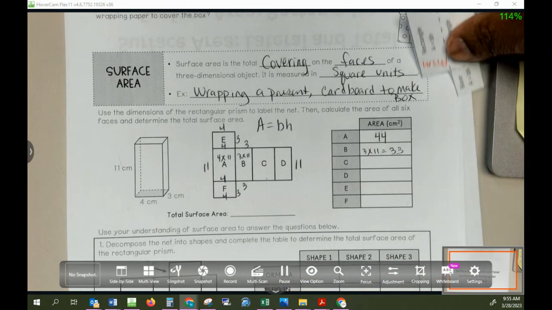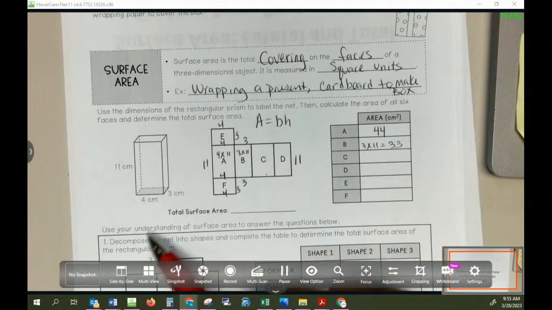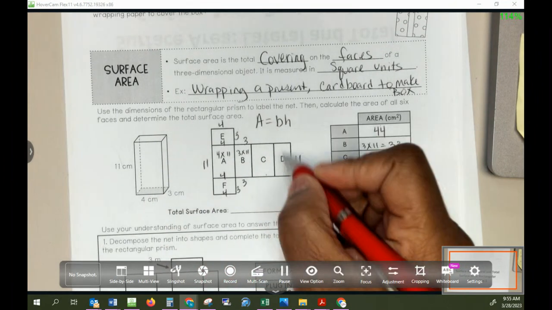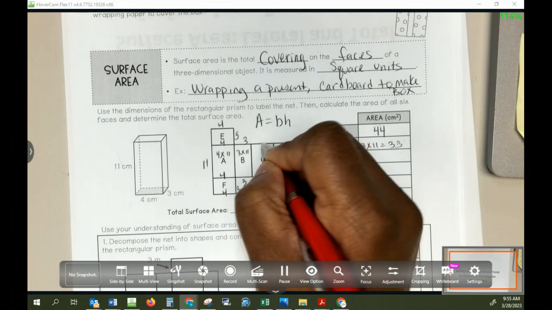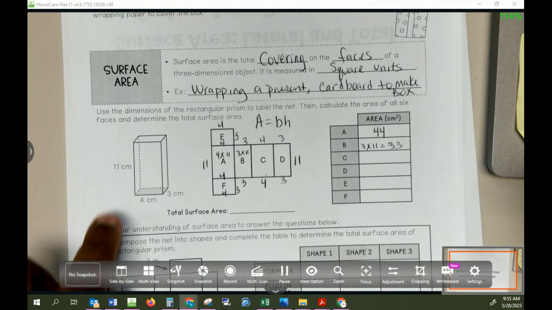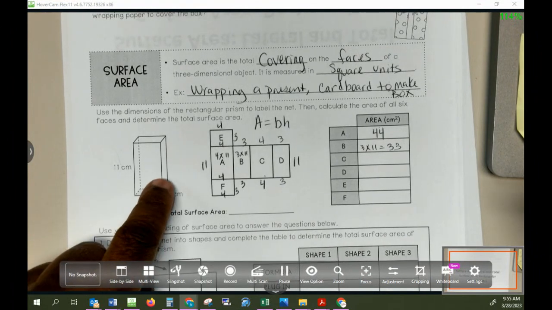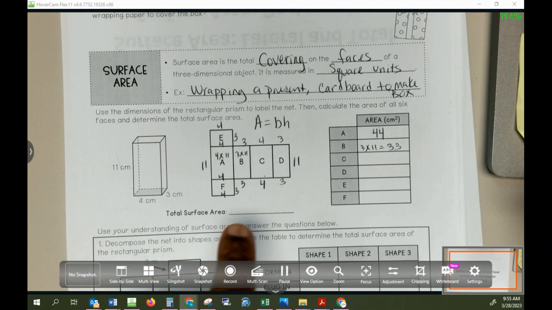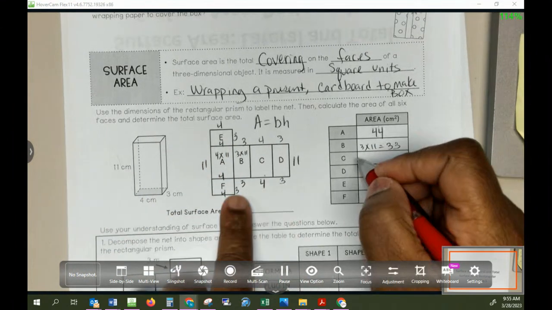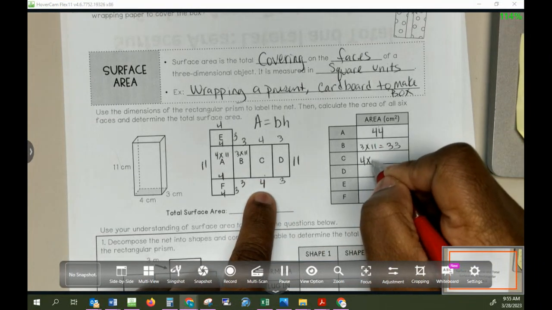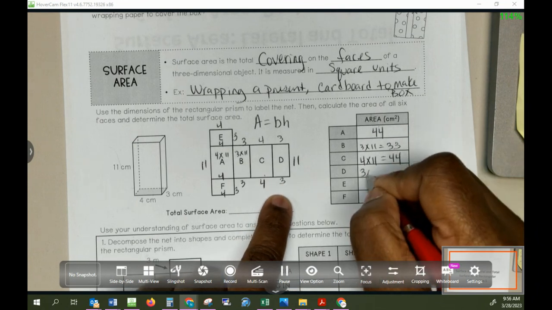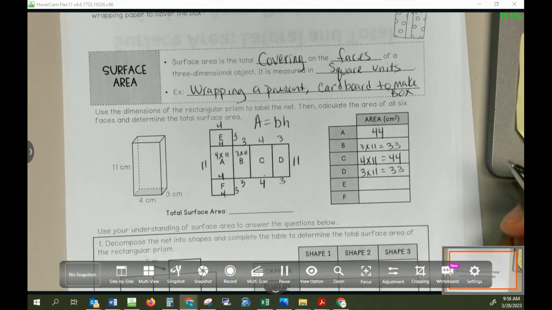Box C, if we look at our shape, we'll notice that whatever this one side is, 4, C also has to have the same measurement. So this will be 4, and this will be 3, because it's a rectangle. So 2 sides have to be the same, and the other 2 have to be the same. So I got 2 4s, and I have 2 3s. So C will be 4 times 11, which is 44. D is 3 times 11, which is 33.